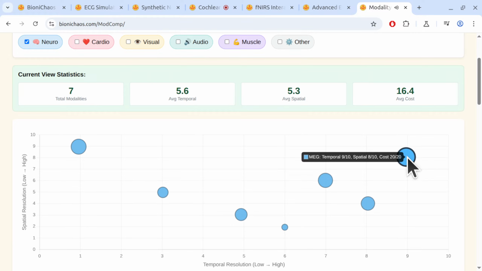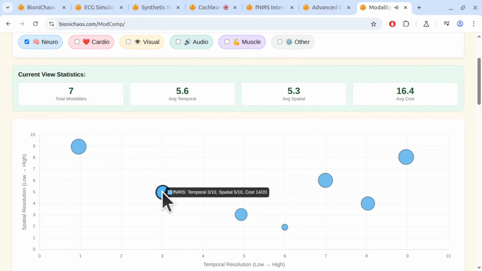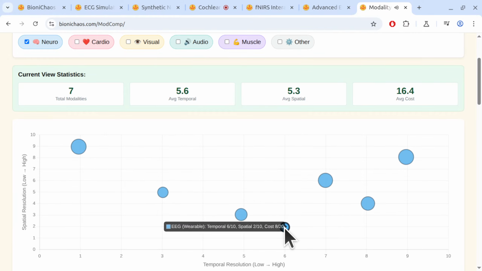fMRI we mentioned, also 20 out of 20, cost. But it's the opposite trade-off. Fantastic spatial, 9 out of 10, but super slow, only 1 out of 10 temporal. Great for seeing where, not so much when, precisely. So it's like pick your poison, speed or detail, but either way, prepare your wallet for serious pain. Pretty much. Yeah. High-stakes research.